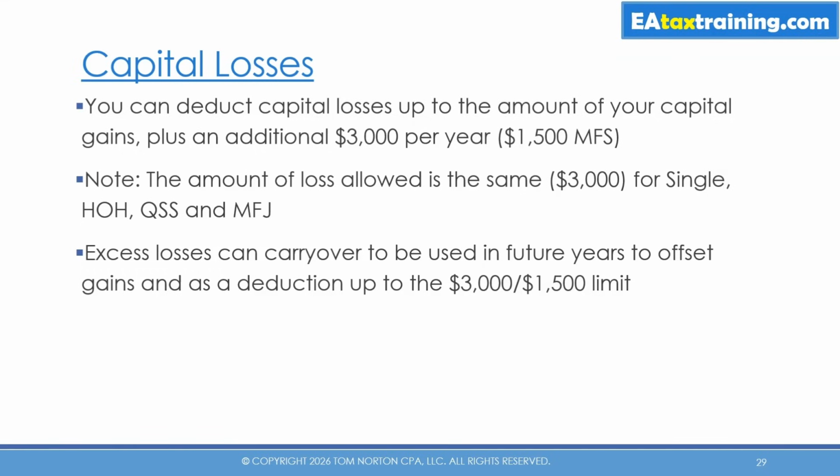As we'll see later, you can offset current year capital losses against current year capital gains. So if you sold this $10,000 stock for $4,000, you had a $6,000 loss, but you had another stock that you sold and you made a profit of $10,000, you could offset the $10,000 profit with the $6,000 loss and report a net capital gain of $4,000. But if you don't have any capital gains to offset the loss with, you are limited to this $3,000.